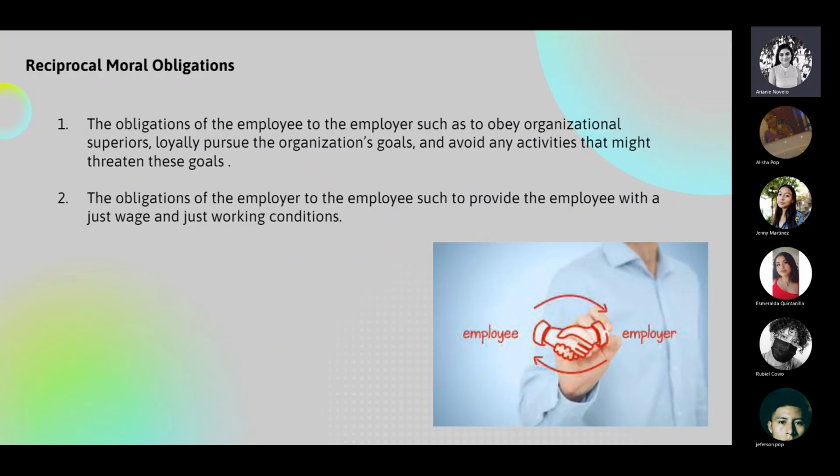Then we also have what we call a reciprocal moral obligation. And these include two things: the obligation of the employee to the employer to remain loyal and obey organizational superiors, and to avoid any activities that might threaten these goals. Then we have the employer to the employee. This has to do with the employer providing just wages and just working conditions for the employee.